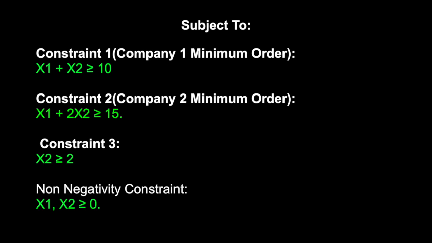The third constraint is based off the Company 2 minimum order, where the number of escalators implemented has to be greater than or equal to 2. And of course, we have the non-negativity constraint because we can't have a negative number of escalators and elevators implemented, can we?